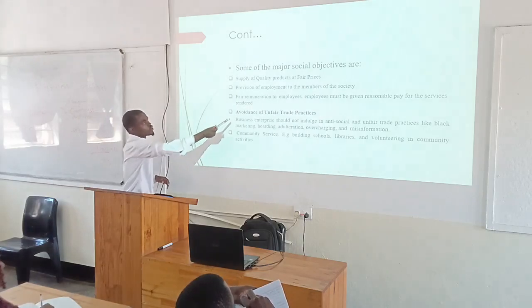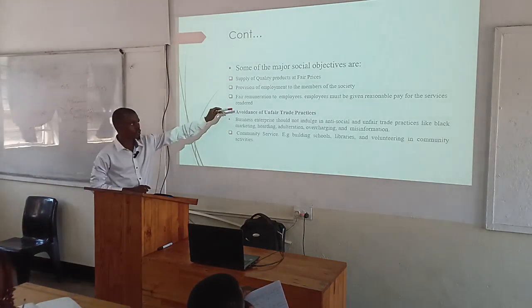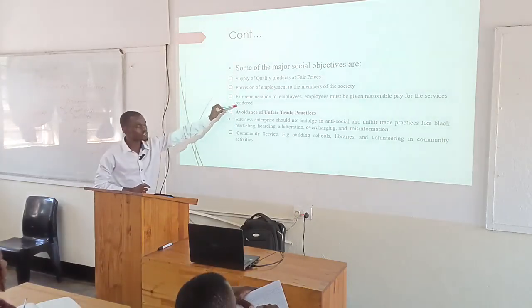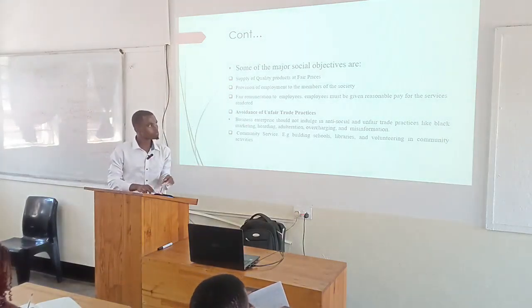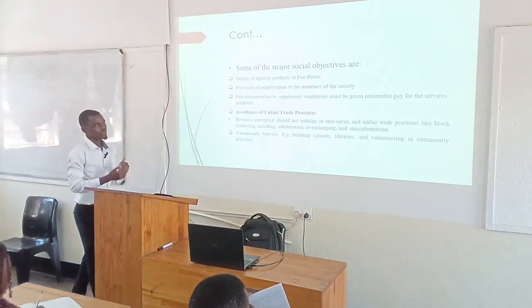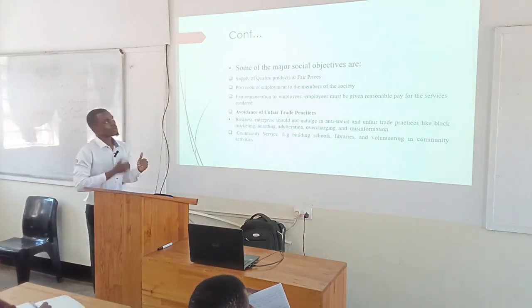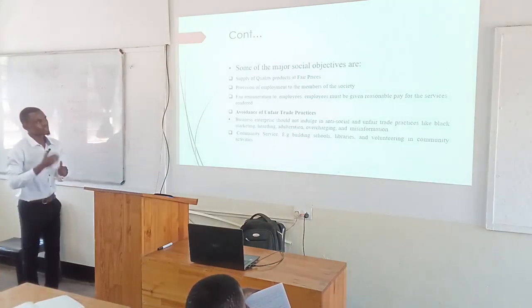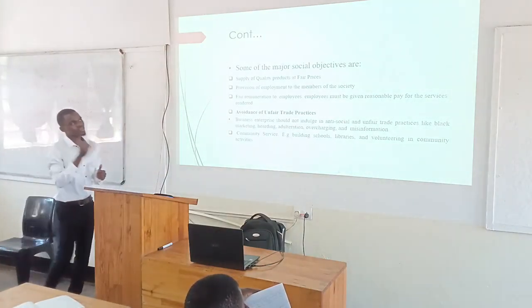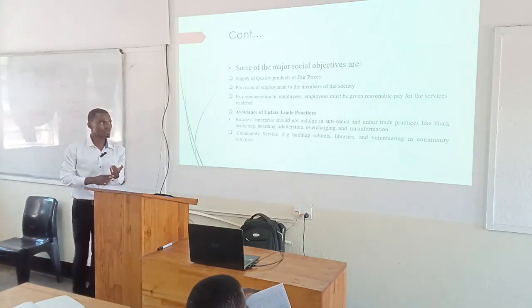So the other way of social objectives, so we are still within the community, is by fair remuneration to employees. So this involves the compensation of employees. So employees have to be fairly compensated. So for example, we are giving salaries, bonuses, and other fringe benefits. So all these benefits have to be given to employees, because this is one of the ways of motivating employees.